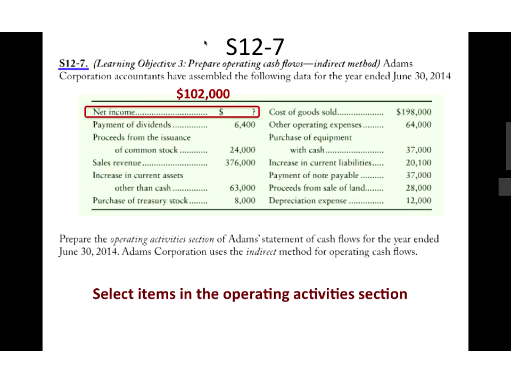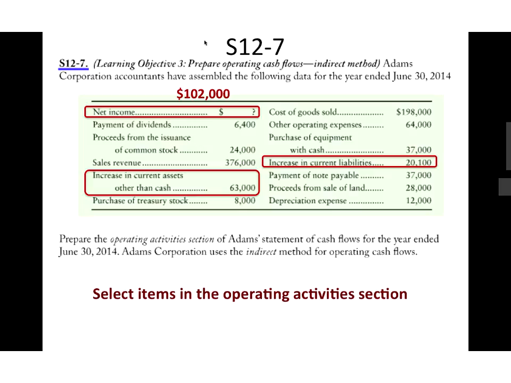When I go through the list, payment of dividends is a financing activity, so I don't need it. Proceeds from the issuance of common stock is also a financing activity, so I don't need it. Sales revenue, I don't need, because that was in the net income I already used. Increase in current assets other than cash, $63,000, is one of the adjustments.